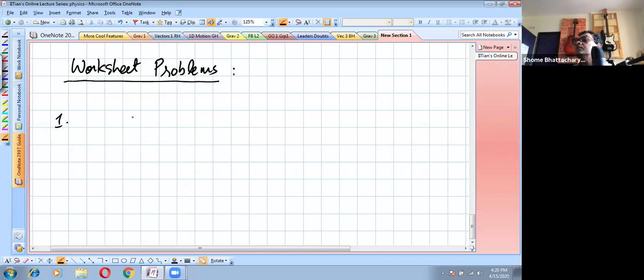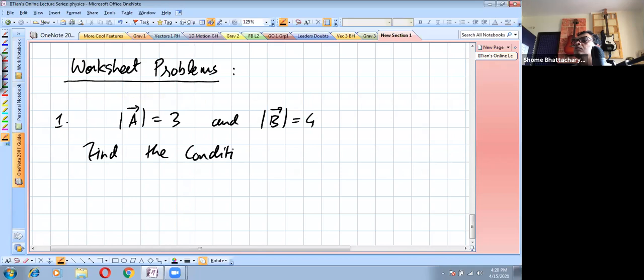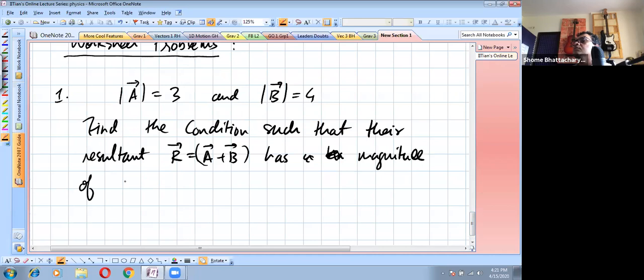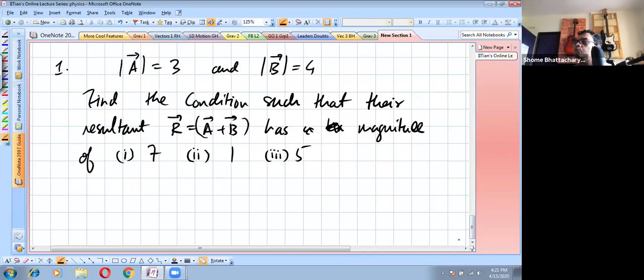So the first question was like this: you are given two vectors, let's say A and B, they have magnitudes of 3 and 4. And you have to find the condition such that their resultant, this was the language used in the question, but you understand the meaning of resultant. The resultant is nothing but the vector sum of A and B. So their resultant R has a magnitude of either 7, 1 or 5. Okay, so this is basically the question, that mod R.